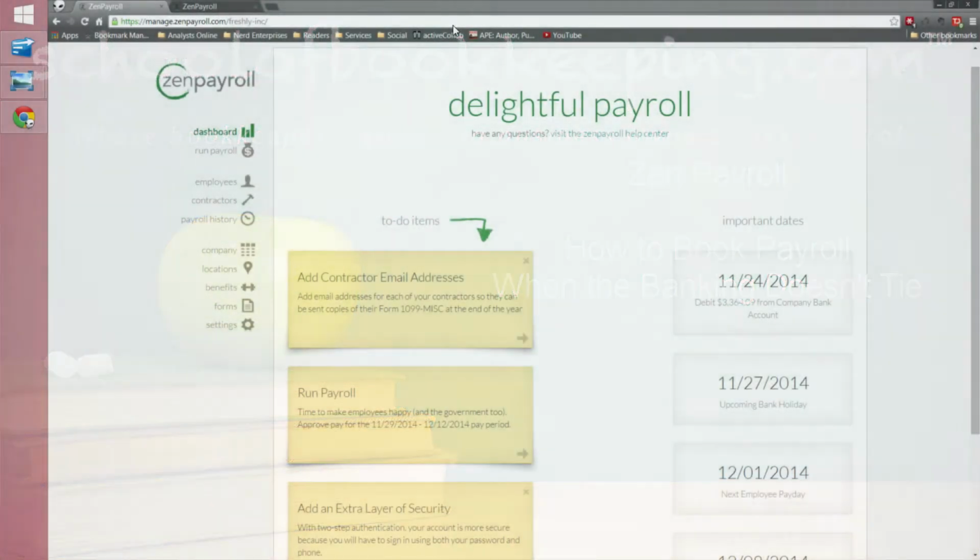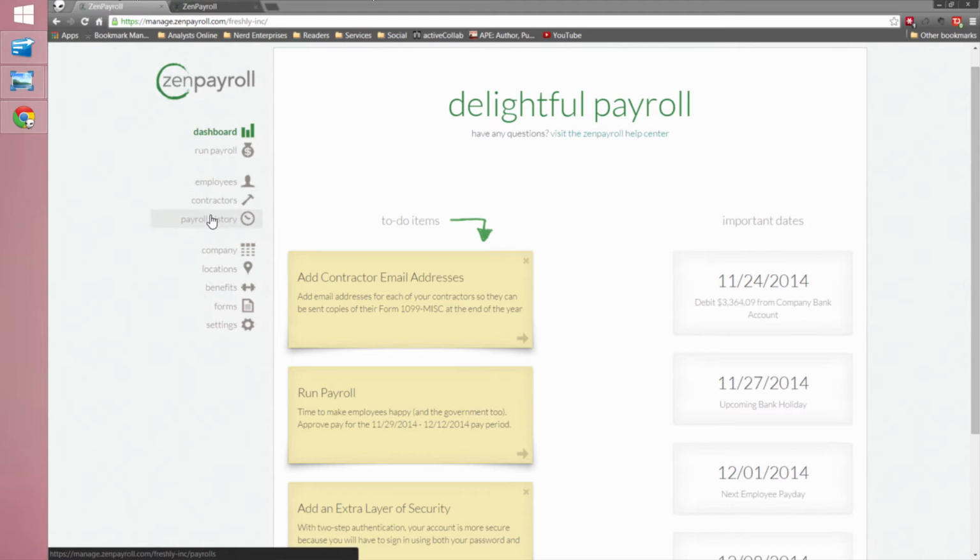And as you can see on my screen, I've got ZenPayroll up, and as they point out, it's delightful payroll, and it is. They've got a beautiful interface, and it really does a great job of handling the whole payroll processing cycle in terms of the ease with which you can set up employees, you can even pay contractors, you can get into the payroll history and run all kinds of reports. The reporting area is great on this. So it's really easy to use ZenPayroll to run payroll and get the information that you need out of here.